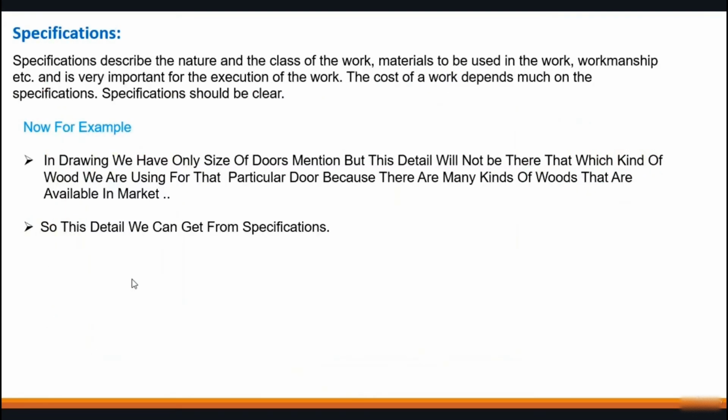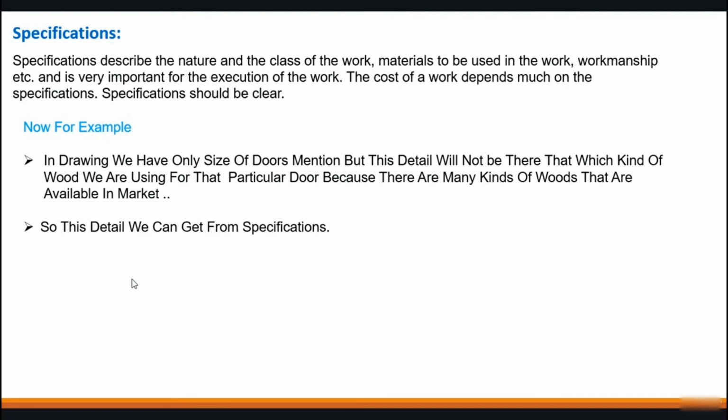Now the next thing is we need specification. What is specification? Specification describes the nature and the class of the work, material to be used in work, workmanship, etc. And it is very important for the execution of the work. The cost of work depends much on specifications, and specification should be clear.